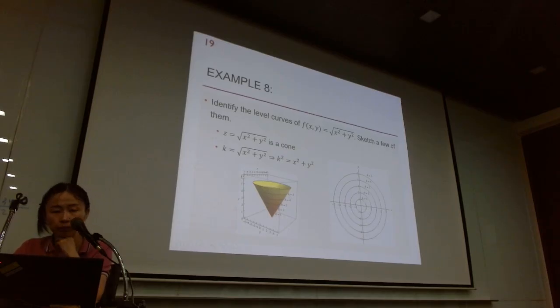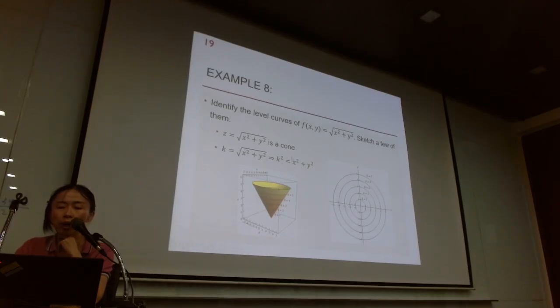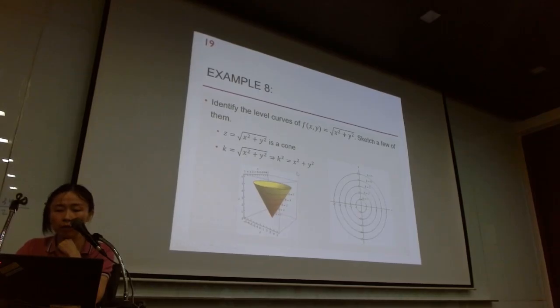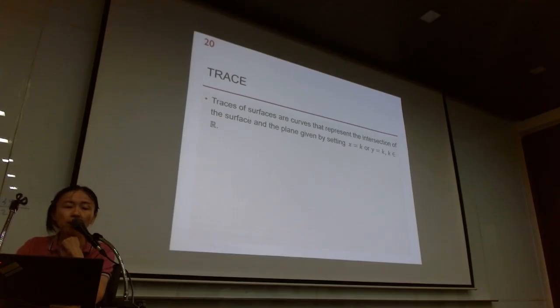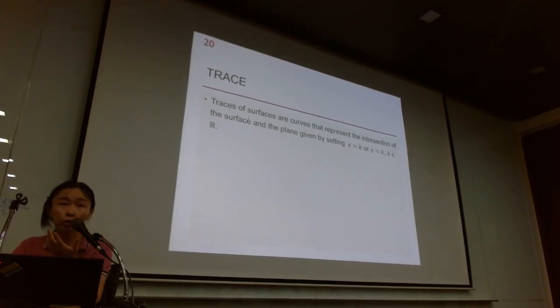But if I give you k squared equal to x squared plus y squared, can k be negative or not? It can. But here, because I use the square root, k cannot be negative. So be careful when you define. Then similarly, we have contour, or level curves.